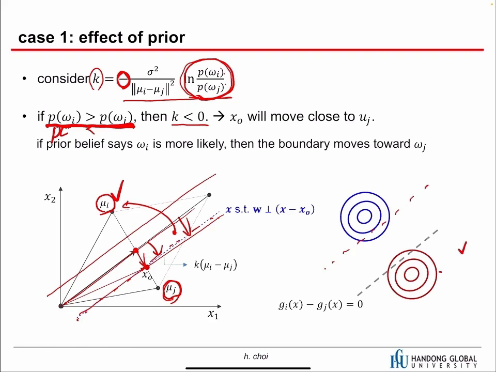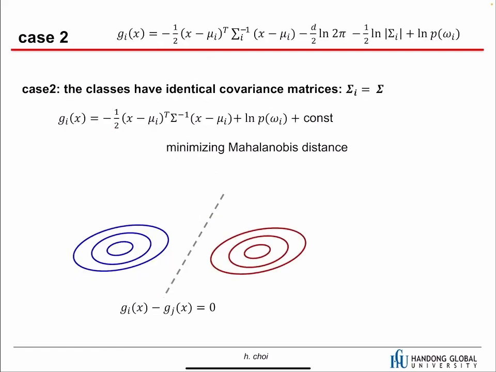So what we're doing here is that when we have two Gaussian distributions, when the covariance matrix is the identity matrix with the same variance, sigma squared, then the contours are just circles, okay? And then depending on the prior, we have a linear boundary, okay? Okay, we have another case.